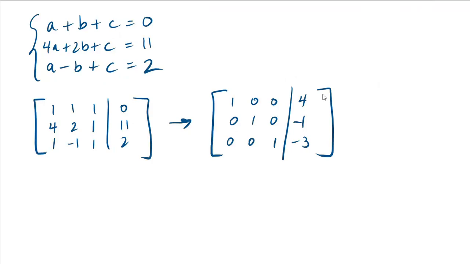Remembering that these are a, b, and c respectively, that tells me that our function is 4x² - x - 3. This is the only parabola that goes through those 3 points because we got a unique solution.